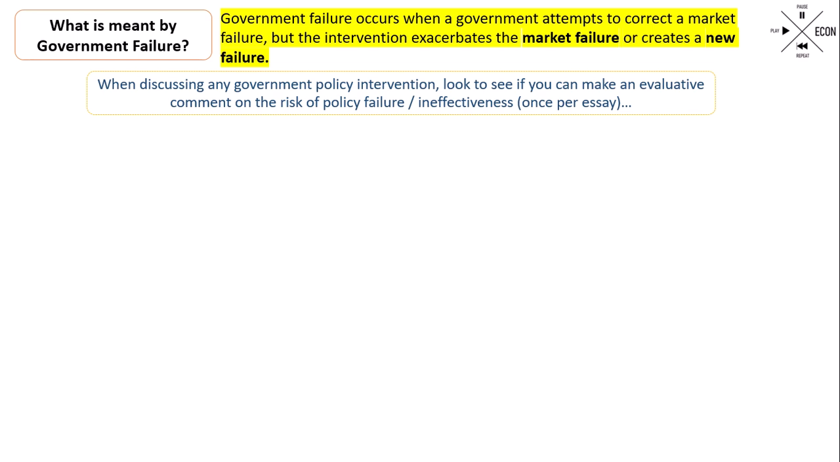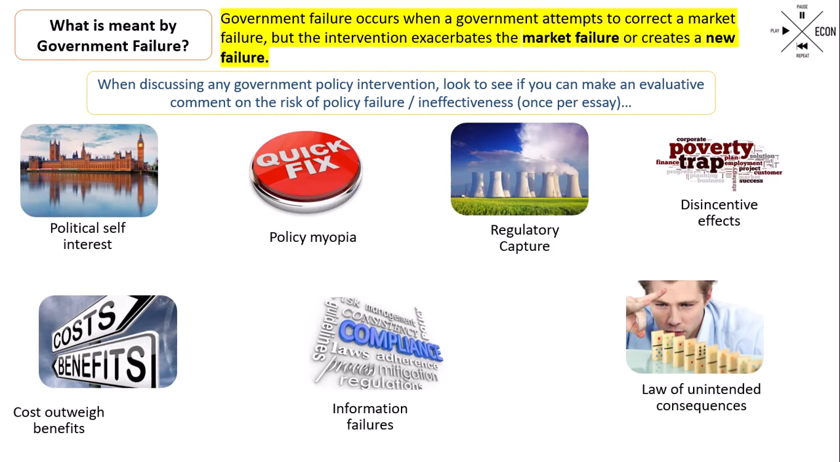So first off, see if you can recall the 7 types of government failure. So there they are. Okay, so you can obviously read all of them. See if you can now pause the video and try and briefly explain what each of them means.